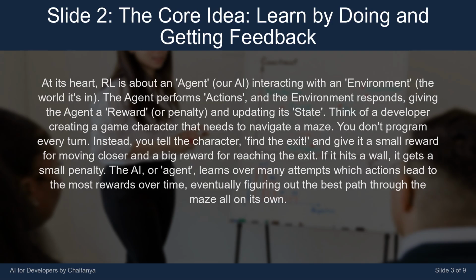Think of a developer creating a game character that needs to navigate a maze. You don't program every turn. Instead, you tell the character, find the exit, and give it a small reward for moving closer and a big reward for reaching the exit. If it hits a wall, it gets a small penalty. The AI, or agent, learns over many attempts which actions lead to the most rewards over time, eventually figuring out the best path through the maze all on its own.